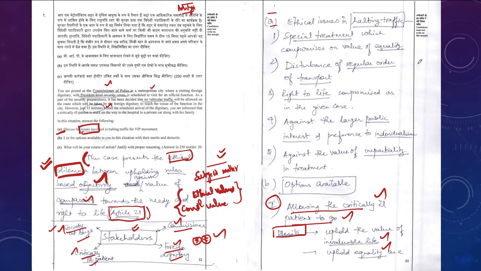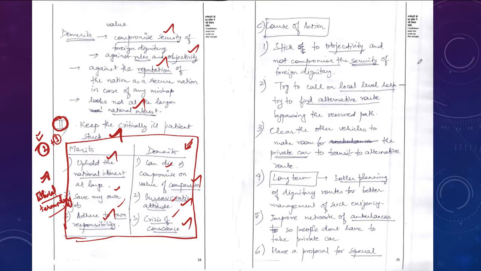Let's now look into All India Rank 1, that is Aditya Srivastava's justification approach, course of action. So we will stick to objectivity, not compromise security. Not compromising security means he is going with the second option. That is, he will keep the critically ill patient stuck. But that will also compromise the value of humanity. So what this topper is going to do is, he says he will find an alternative route for that humanitarian approach. So he is coming to find a balancing position. This is what I generally say.